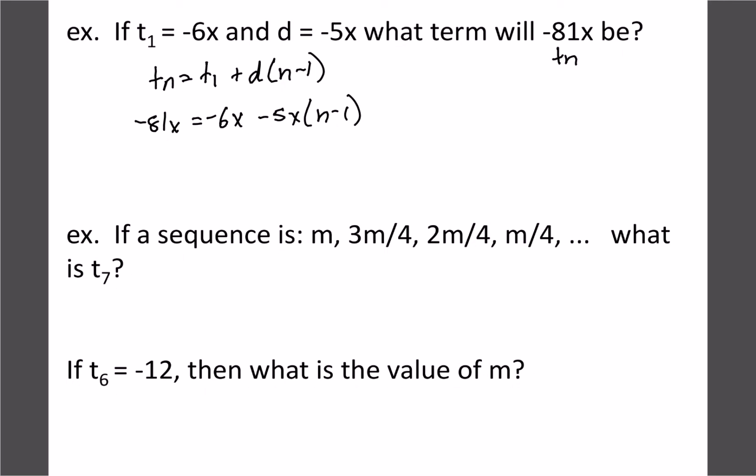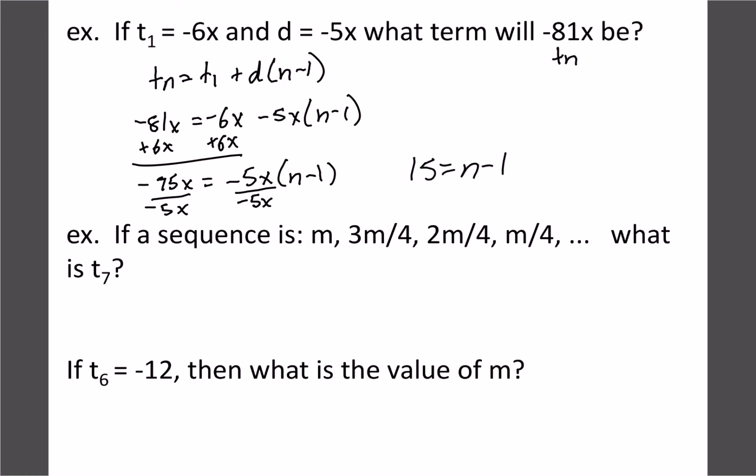So in this case, what we're going to do is we're not going to actually FOIL this one out. Let's simplify things first. So let's first add 6x to both sides. So negative 81 plus 6 would be negative 75x. Because we have n minus 1, these are being multiplied, we can actually divide this out first as well. So negative 75 divided by negative 5 is 15, and you can see the x's cancel, so we just get 15 equals n minus 1. Add 1 to both sides, and we get 16. So that's a little bit of a quicker way to work with the formula. You don't have to FOIL out the times the n minus 1 part.